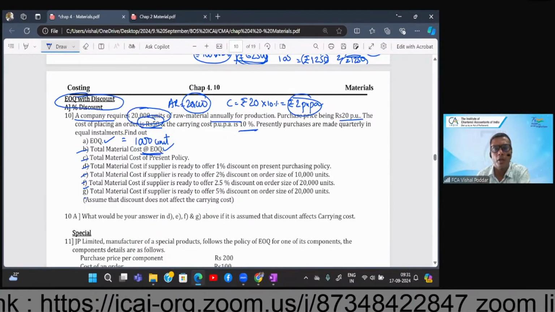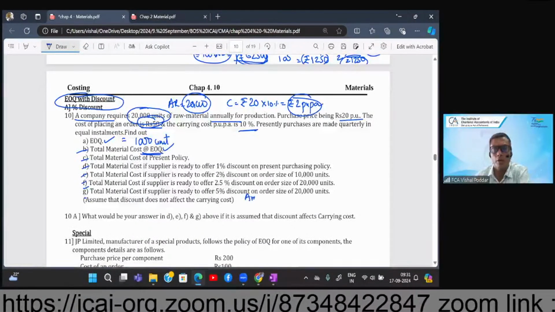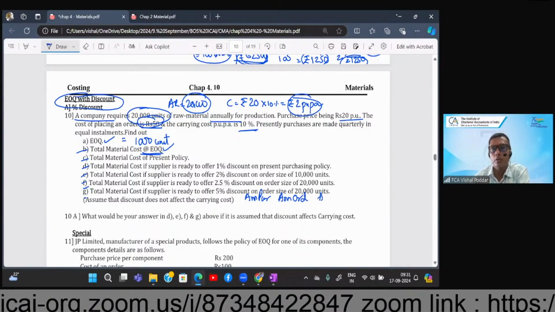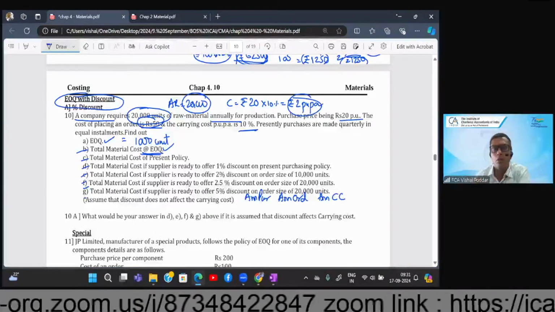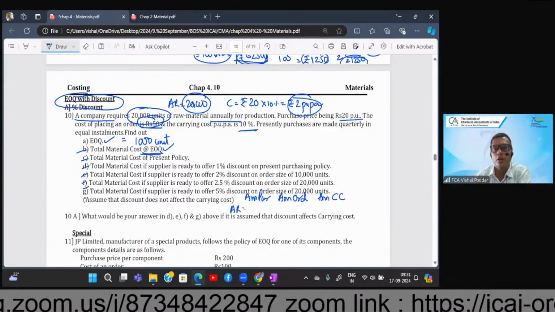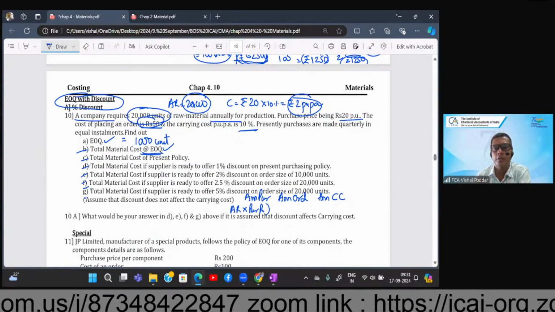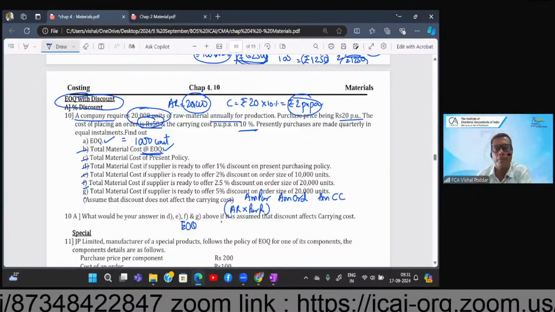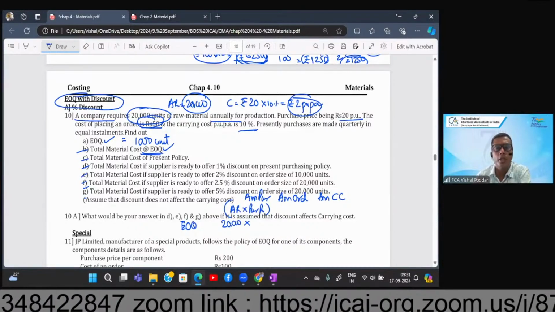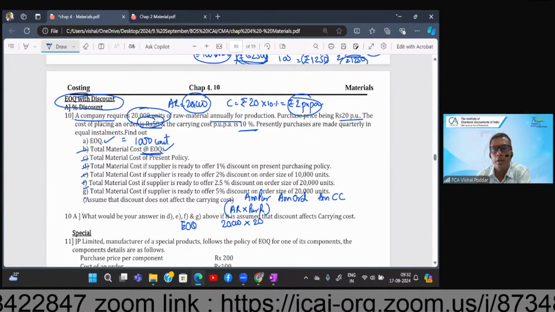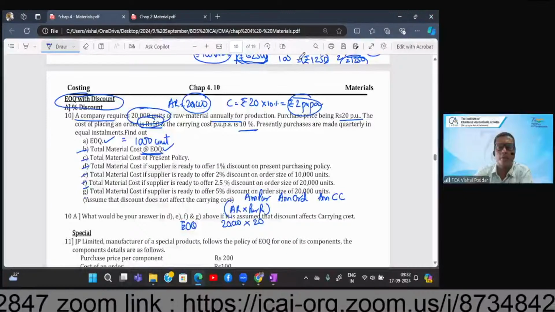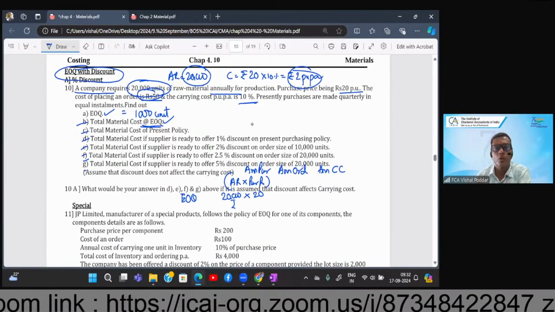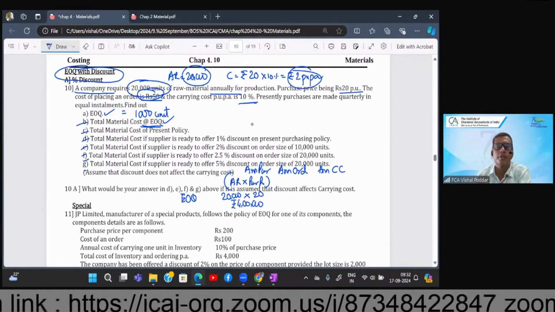How do you find out total material cost? It is your annual purchase plus annual ordering, plus carrying. How is purchase cost computed? AR into purchase price, right? So I'm finding it out for EOQ. How much is your AR? AR is 20,000 into purchase price is 20. So it is 4 lakhs, right? So annual purchase cost is 4 lakhs.